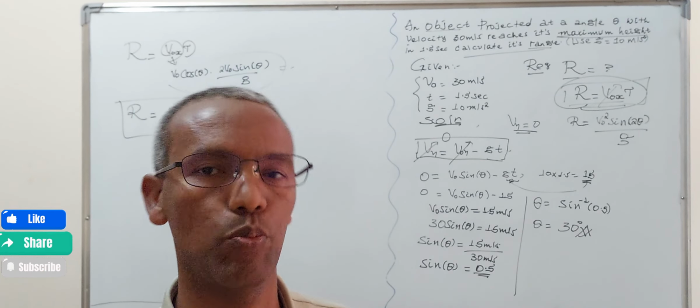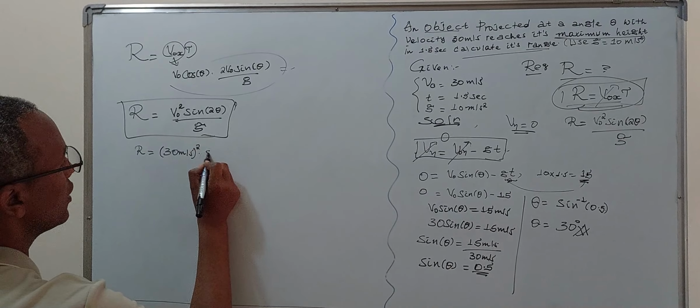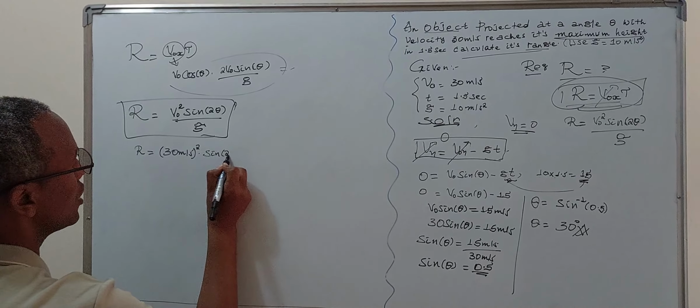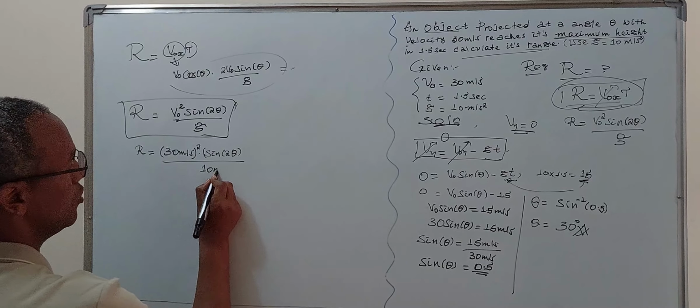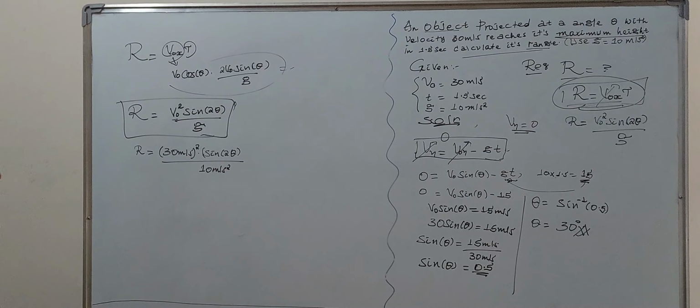What we need to do is just plug in all the given terms. We have the initial velocity. So R is equal to 30 meters per second, the whole squared, times sine 2 theta, and then over acceleration due to gravity, which is 10 meters per second squared.